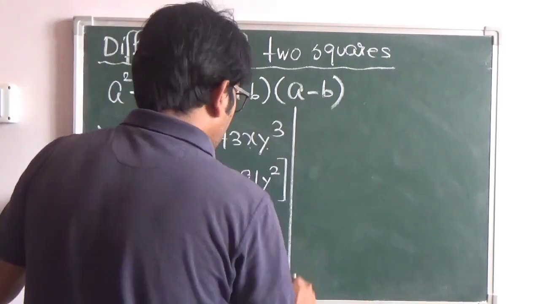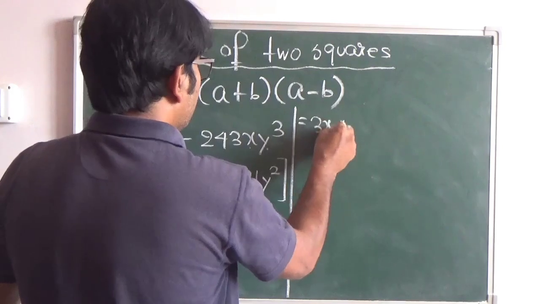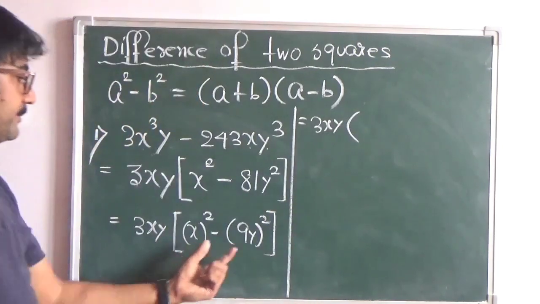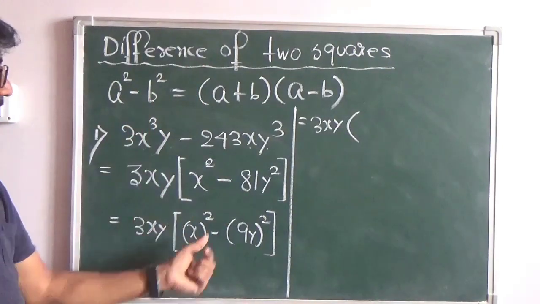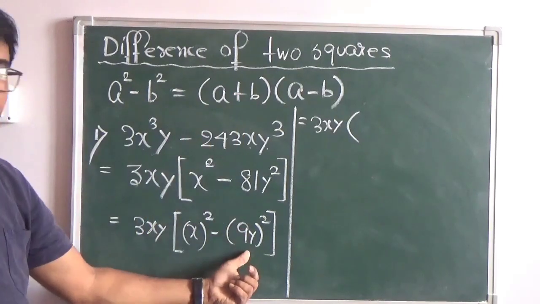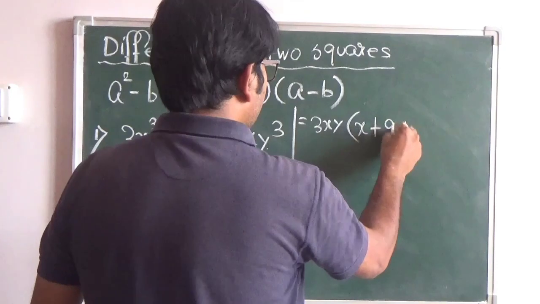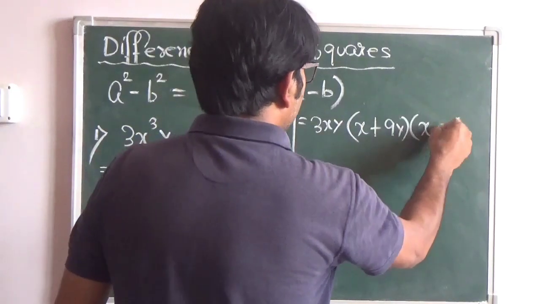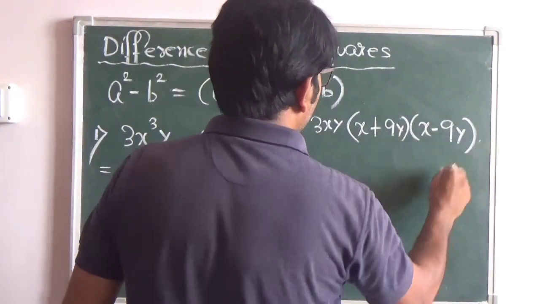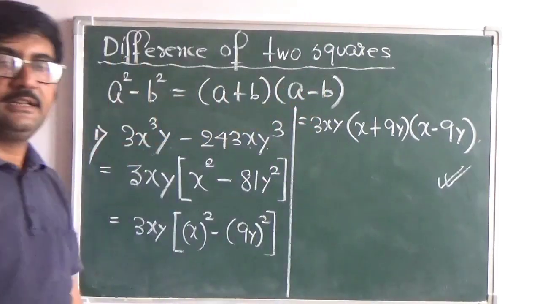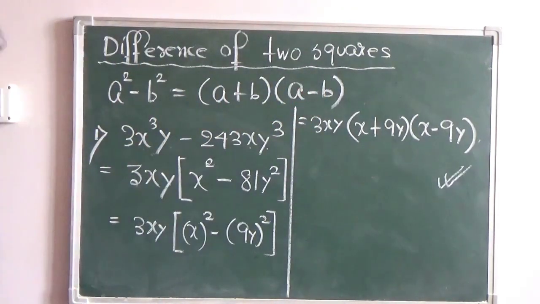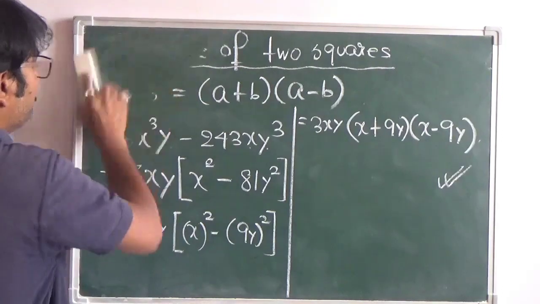So we have equal to 3xy. So it is a square minus b square. This a is x and b is 9y. So you can write it as x plus 9y into x minus 9y. Okay, it's clear now? Now we move on to question number 2.